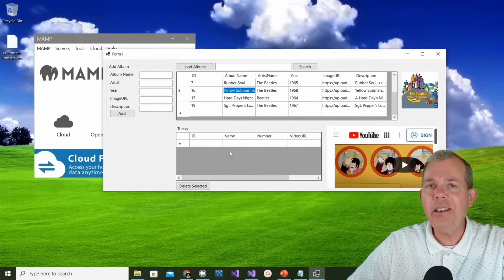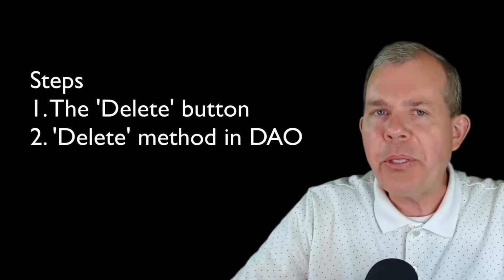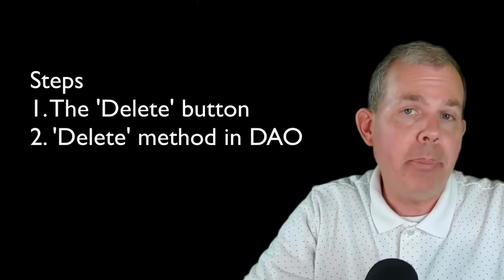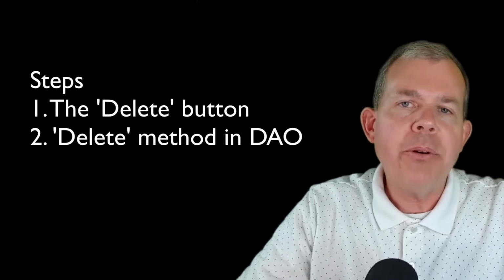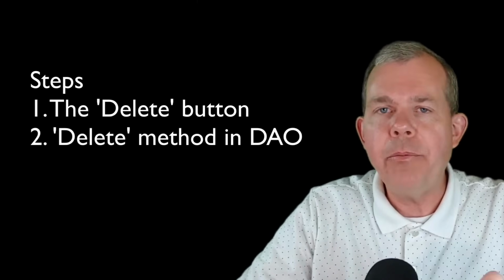We'll save deleting an album for another part, but we're trying to delete tracks in this part. So there are several steps we're going to accomplish. First of all, we're going to add a button to the form. Then we're going to add an item to the DAO. And then when we're all done there, we should have our application working.